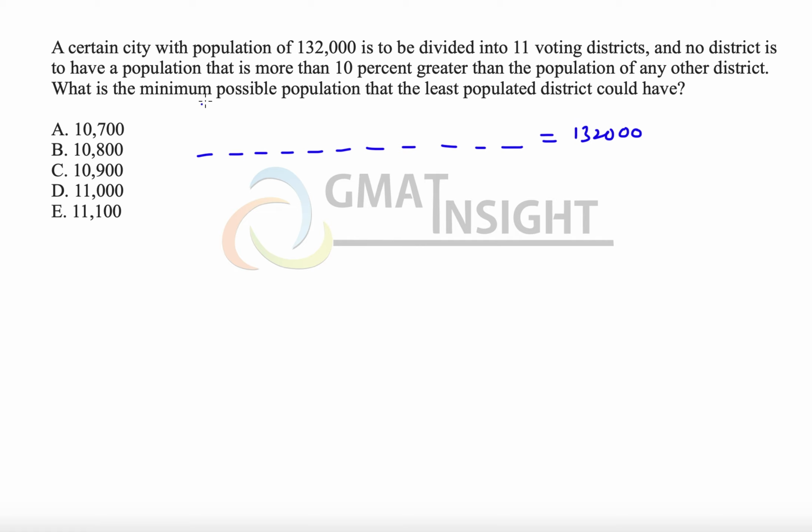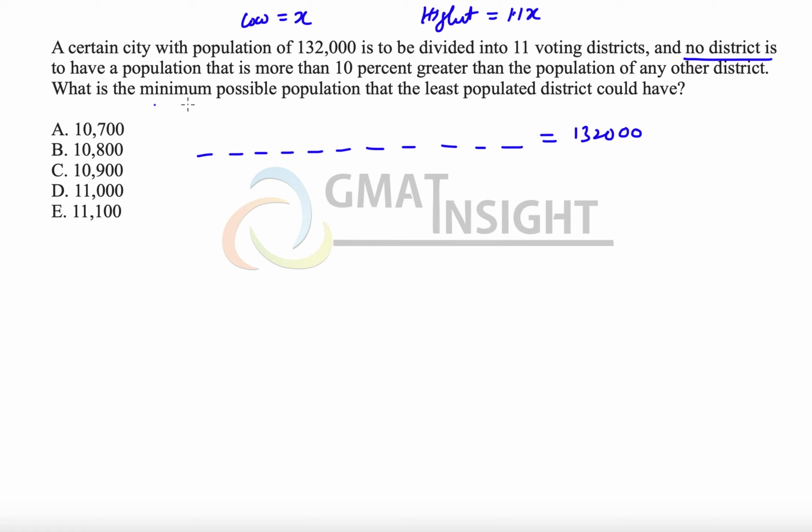And no district is to have a population that is more than 10% greater than the population of any other district. So it's a very important line which basically ensures that the highest populated district cannot have a population more than 10% more than the population of the lowest populated district, right? So if the lowest populated district is equal to x, then the highest populated district cannot have a population greater than 1.1x. That's the maximum population any district can have if the least populated district has a population x.